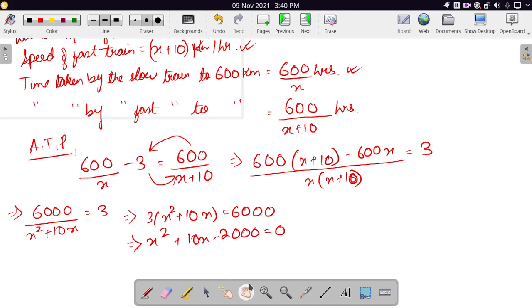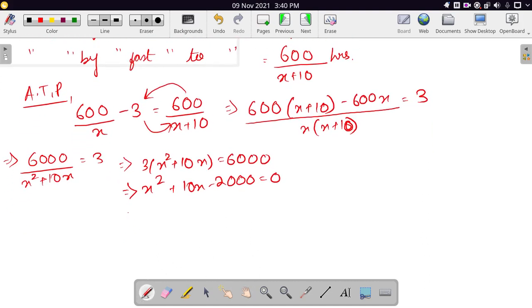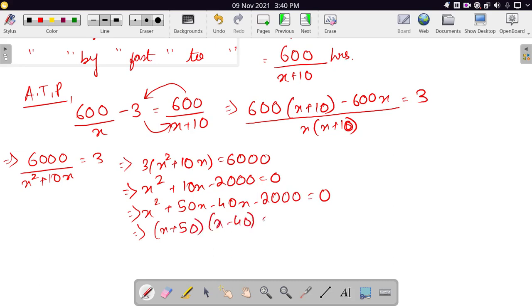Okay, we have the quadratic equation. We need to solve it. It's simple enough: mid-term factorization. So what would the mid-term split be? x square plus 50x minus 40x minus 2000 is equal to 0. Simple. When we take common factors, you will get x plus 50 and x minus 40 is equal to 0. So x comes out to be minus 50 or 40.